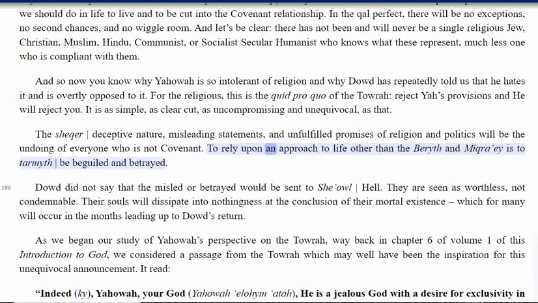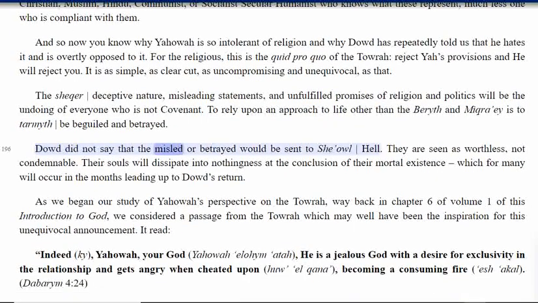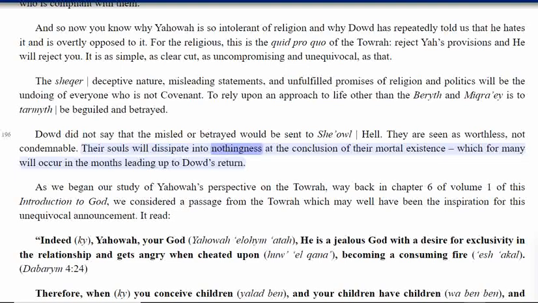To rely upon an approach to life other than the Berith and Mikre is to Tamith, be beguiled and betrayed. Dowd did not say that the misled or betrayed would be sent to Sheol, hell. They are seen as worthless, not condemnable. Their souls will dissipate into nothingness at the conclusion of their mortal existence, which for many will occur in the months leading up to Dowd's return.